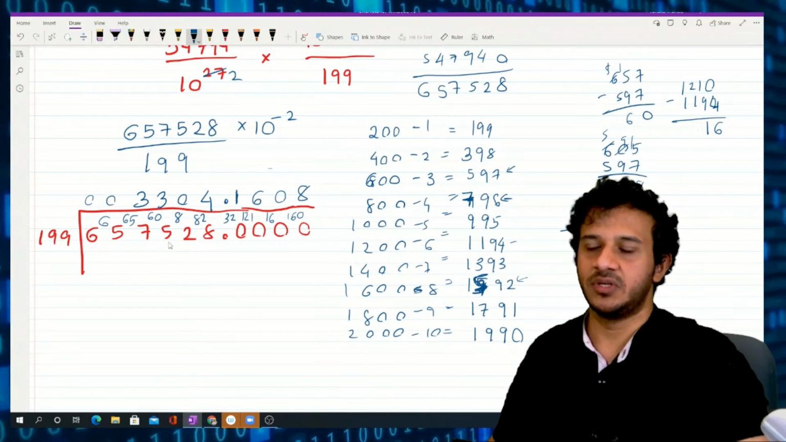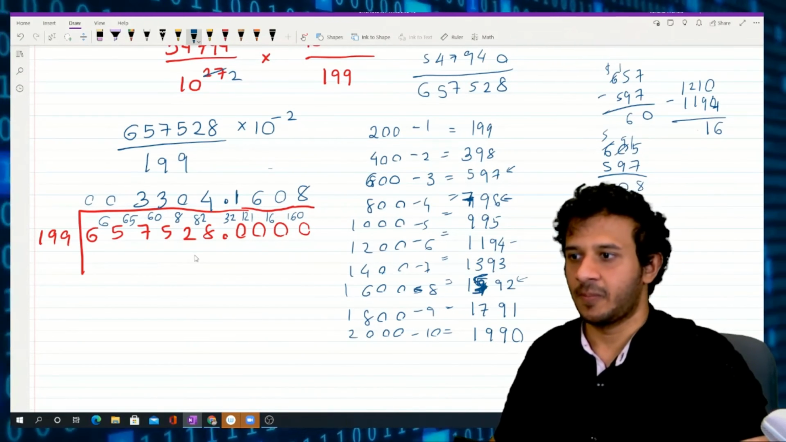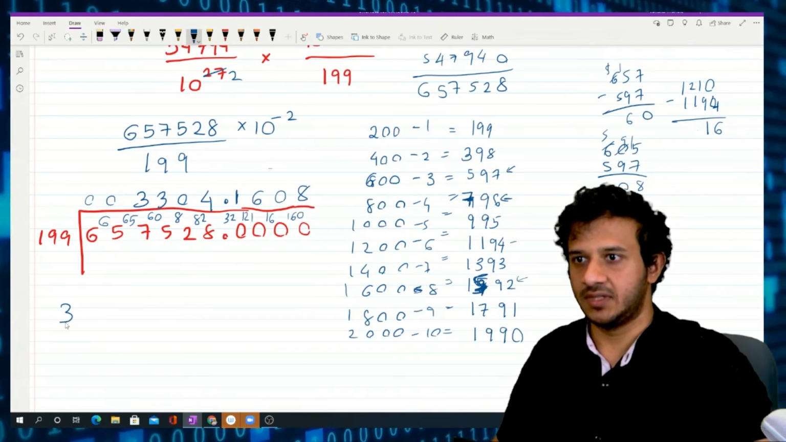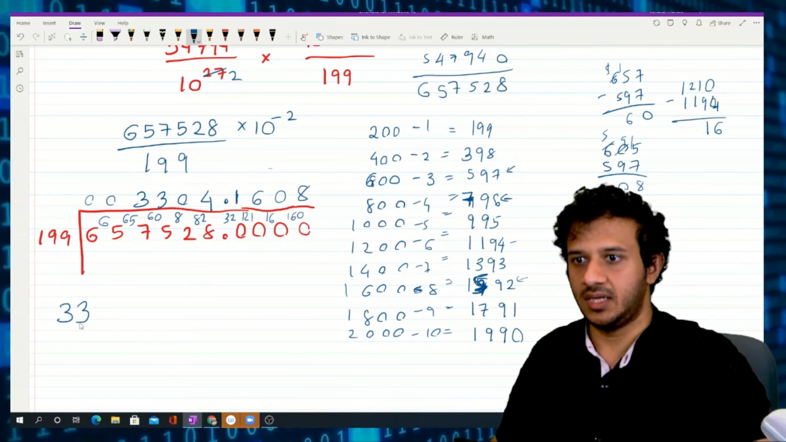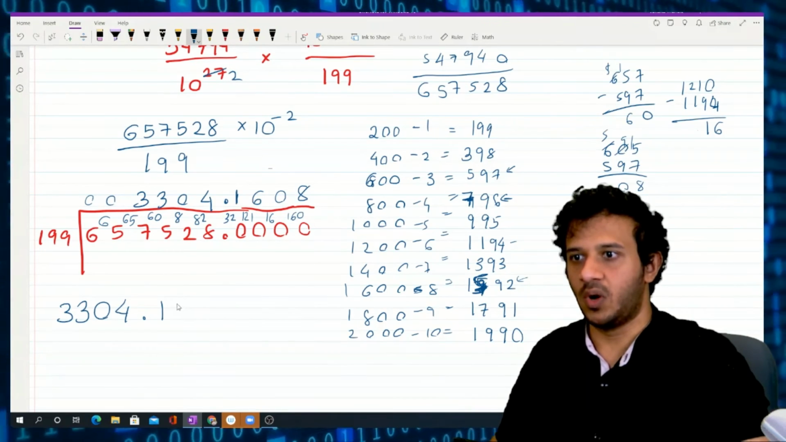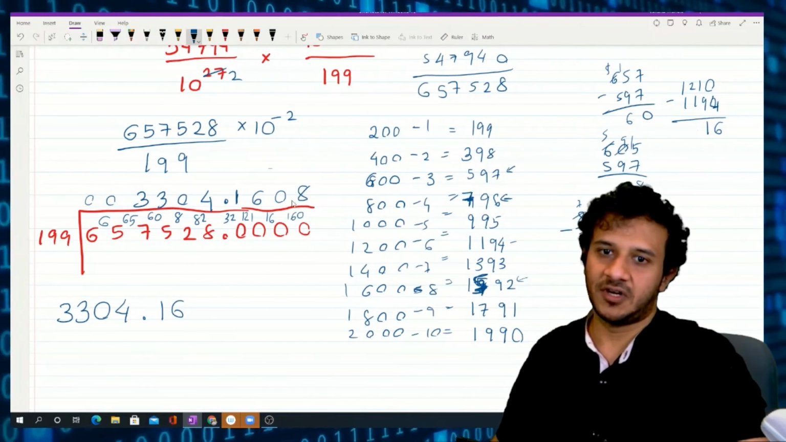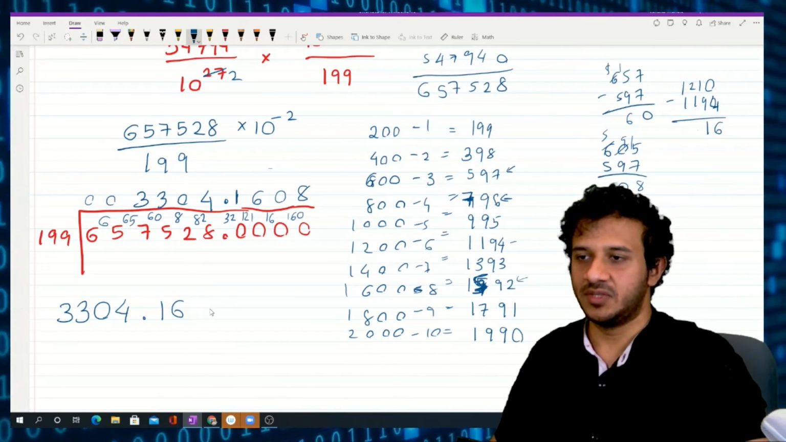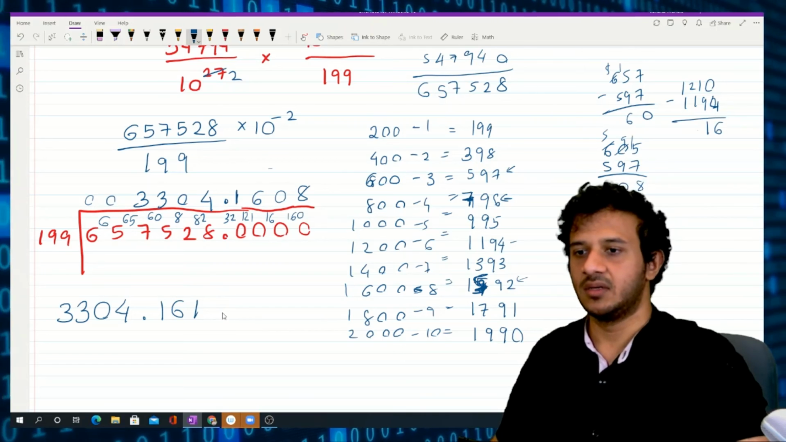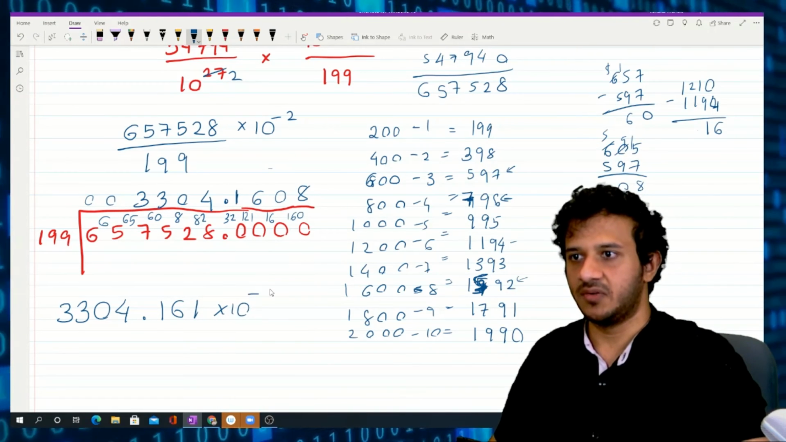Now let's round it up to the nearest. So I will get 3.304168. If I round it up to 3 decimal places, it will become a 1 here, because 8 will give a 1, and then times 10 to the power of -2.